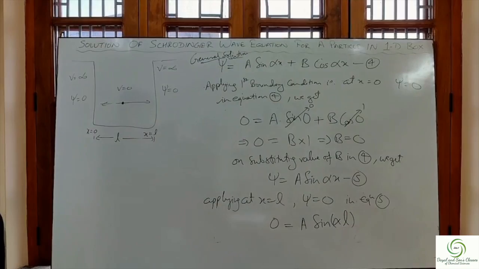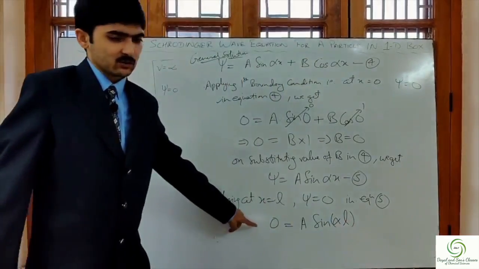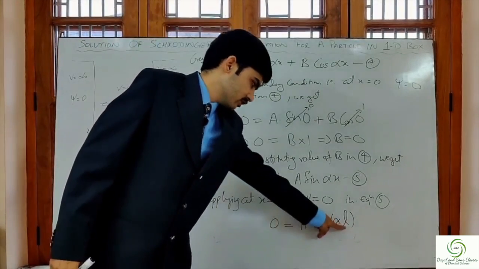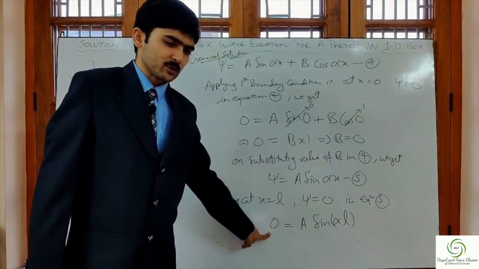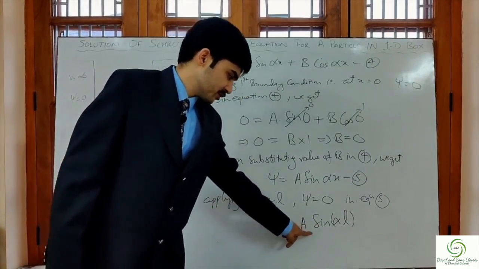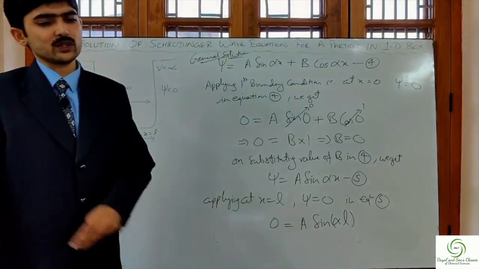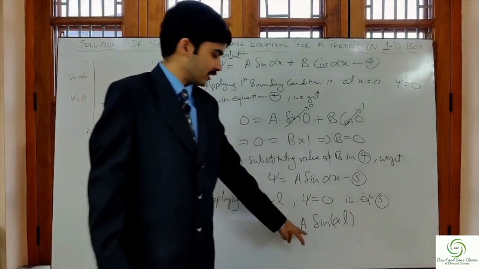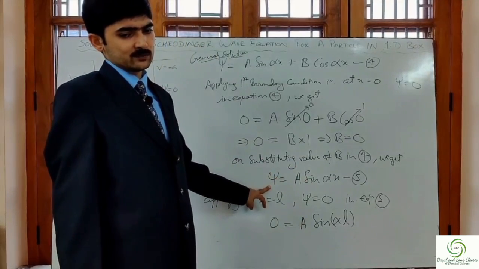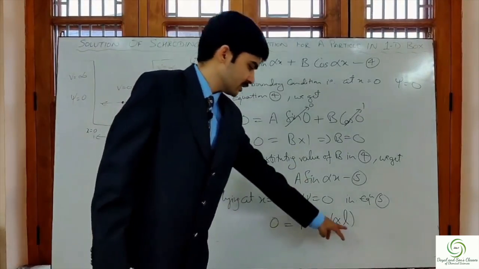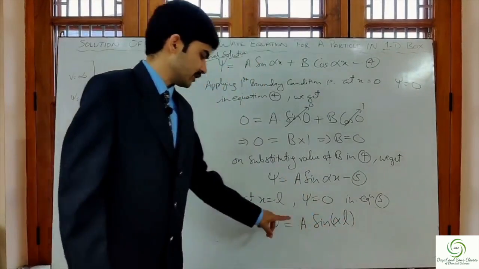Now, in order to get this value to be equal to 0, these two are in a product and the result of the product is 0. So for the product of these two to be 0, which one of these two will be 0? A cannot be 0, because if A is 0, then our wave function will become 0. That means sine alpha L must be 0, and anything multiplied by 0 will give me 0.